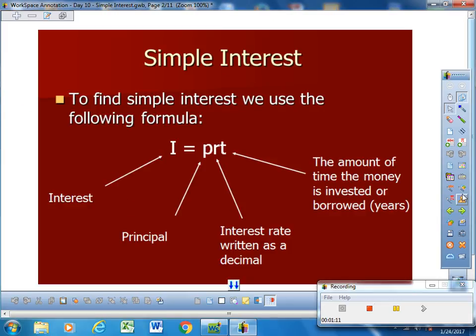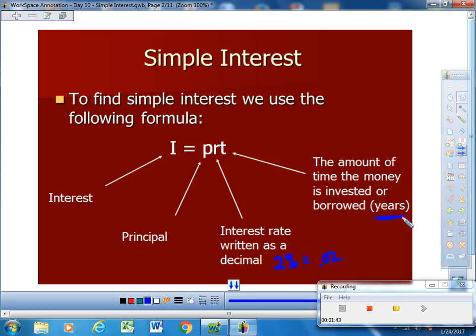Alright, so for simple interest, there's a formula: I equals PRT. You want to write this down. I is the interest, P is the principal, the amount borrowed or deposited. R is the interest rate written as a decimal, so 2% interest is 0.02. T is the amount of time the money is invested or borrowed, in years. So if you have months, you need to change that to years.